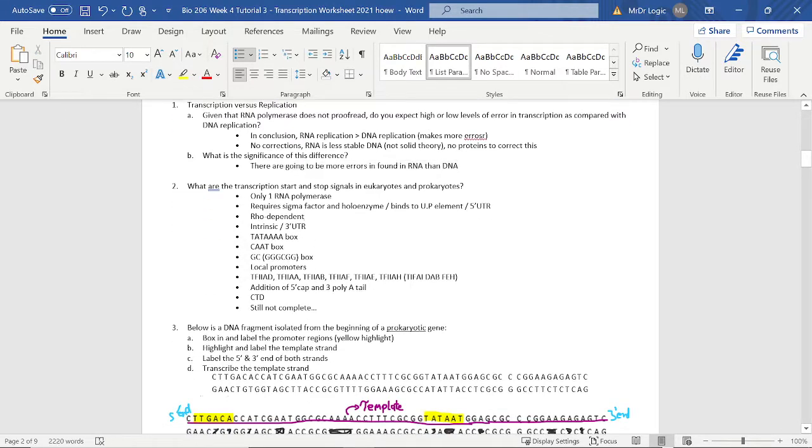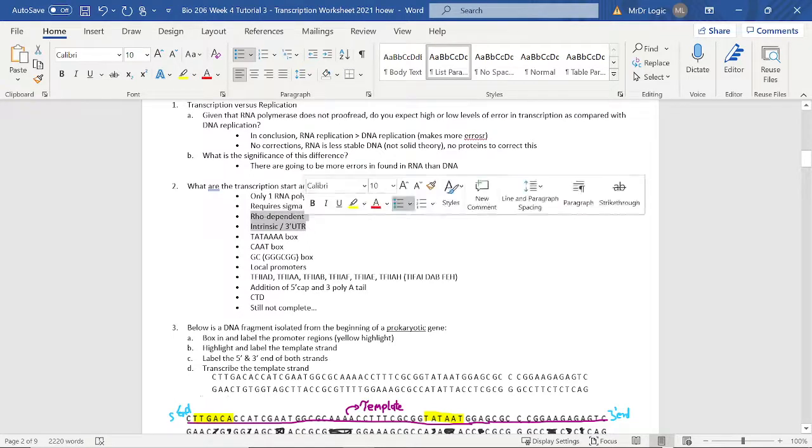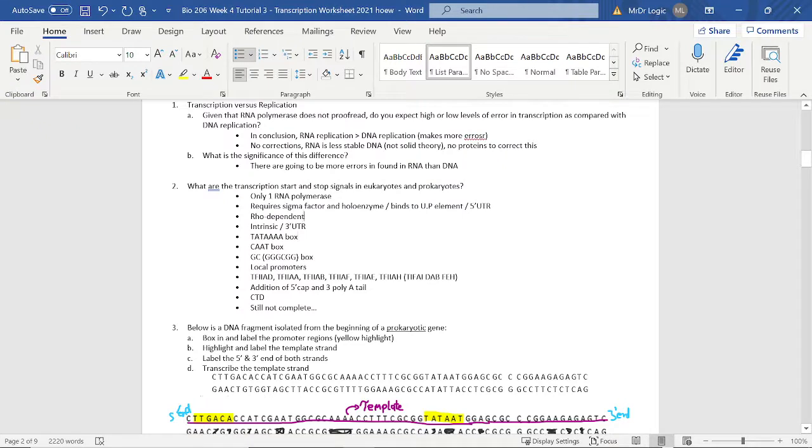So for transcription start-stop signals, basically, this is the start signal for prokaryotes. These are the two needed, and then these are the stop signals that are absolutely needed. Rho-dependent is its own thing, and intrinsic is basically you meet a stop signal, drop it. Okay, these are the stop conditions for the eukaryotes.